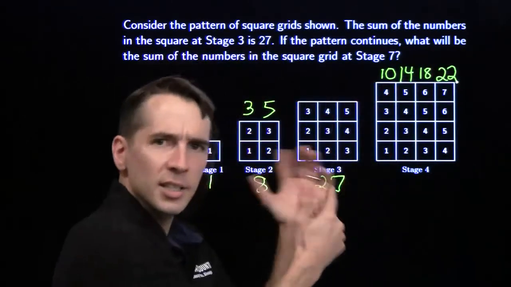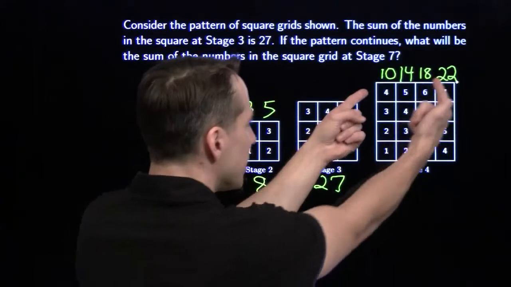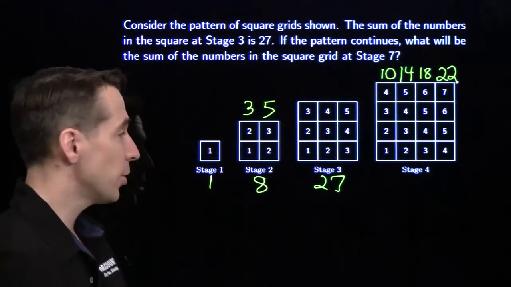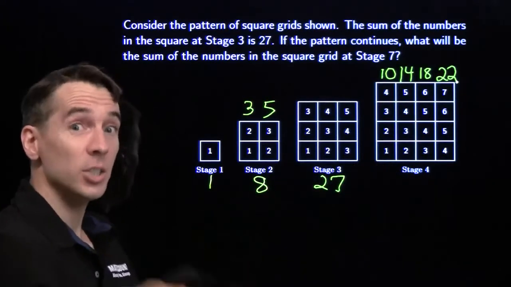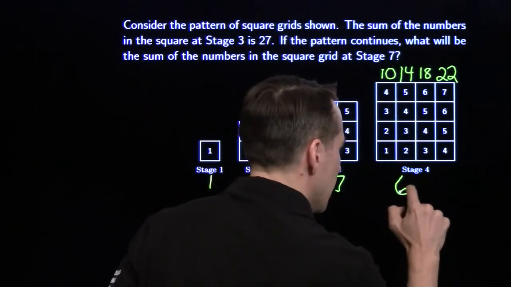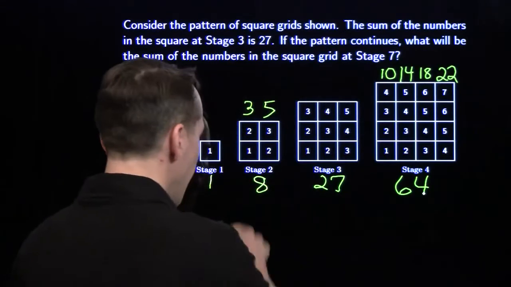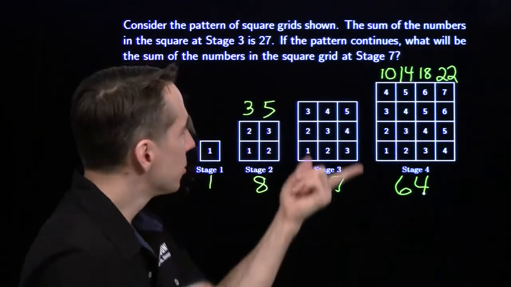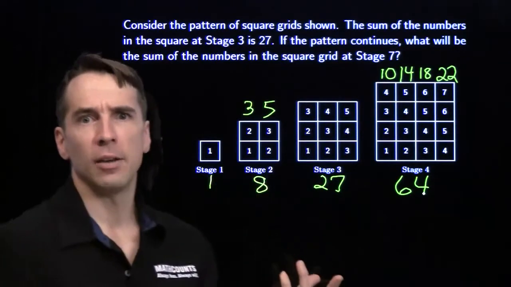So these are nice and evenly spaced out numbers, so I'm going to take the ones on the ends. 10 and 22 give us 32. 14 and 18 also gives us 32, and this number comes out to be just what I bet you guessed it would be. 64. 1, 8, 27, 64. Now we see the pattern. We've got cubes. So we figure the answer is just going to be 7 cubed.